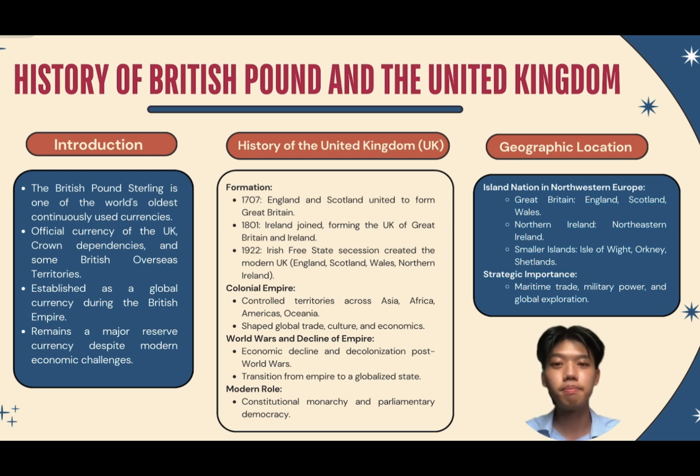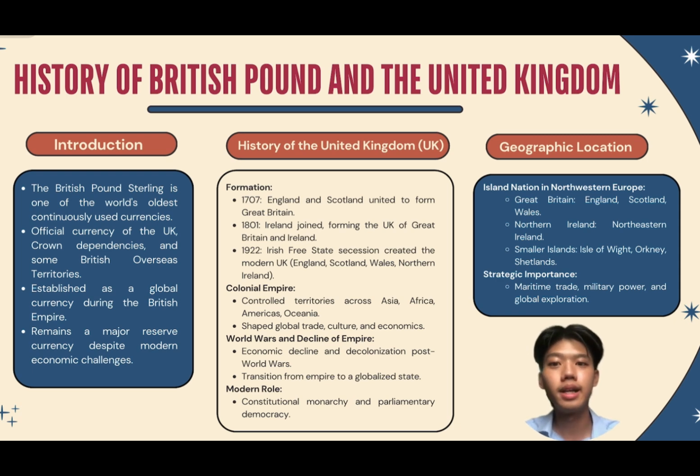At its height, the British Empire controlled vast territories across Asia, Africa, and also the Americas and Oceania, leaving a lasting impact on global trade, culture, and economics. After both World Wars, the UK's economic power waned, leading to the decolonization of many territories and a shift from empire to a modern globalized state. Today, the UK is a constitutional monarchy and parliamentary democracy, continuing to exert influence particularly in finance, trade, and also culture.